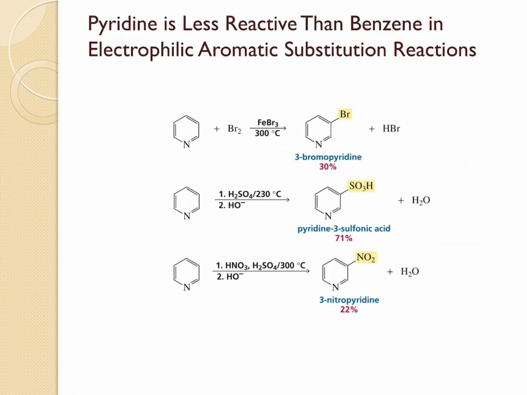So in order for pyridine to undergo electrophilic aromatic substitution reactions, the reaction needs vigorous conditions. For all of these reactions right here, halogenation, sulfonation and nitration, you can see that a very high temperature is employed. Even with that, the yields of the reactions are pretty low. For example, the halogenation takes place with only 30% yield, and nitration happens with only 22%. So pyridine is less reactive than benzene in an electrophilic aromatic substitution because of the electron withdrawing nitrogen present in the ring structure.